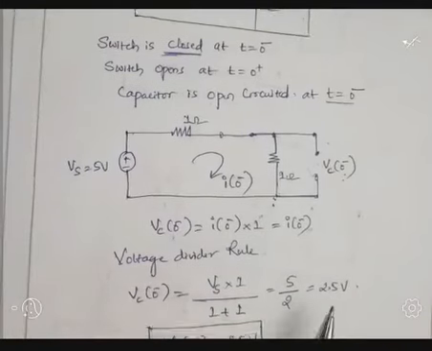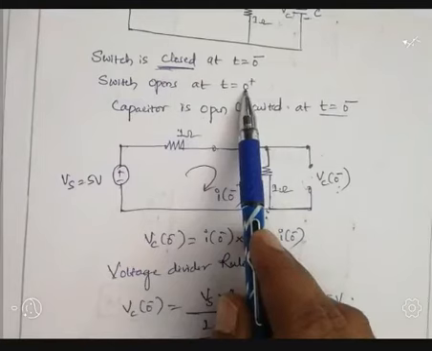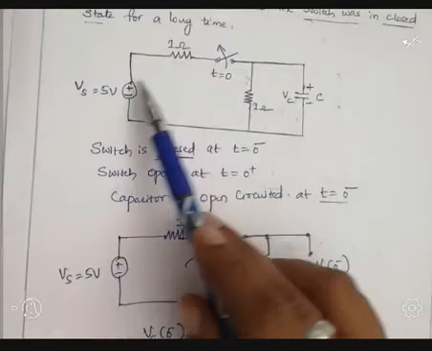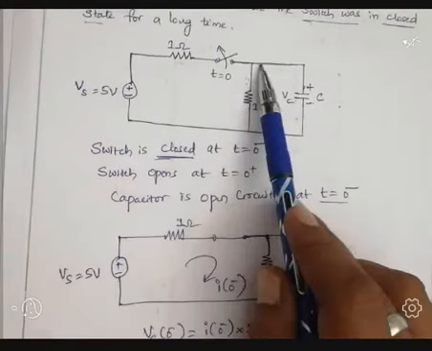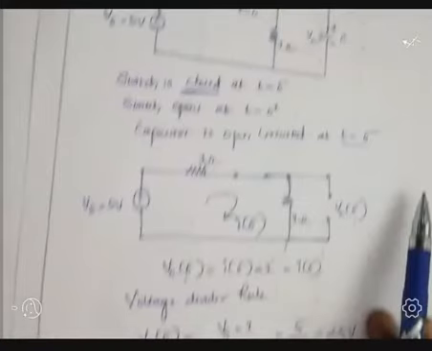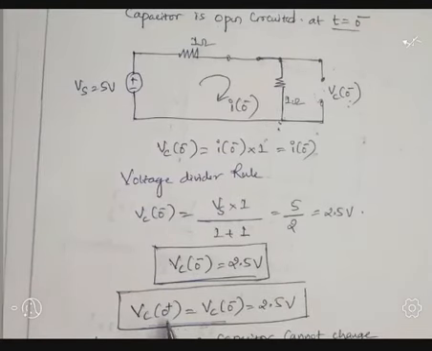listen here, if the switch is open, that is t equal to 0 plus, it becomes open, meaning there is no connection of this supply voltage to this part. So only this part remains. Then also we are getting 2.5 volt. Once again I will repeat, Vc of 0 plus equal to Vc of 0 minus is equal to 2.5 volt we got.